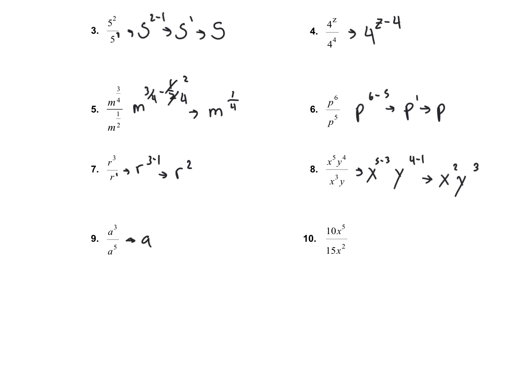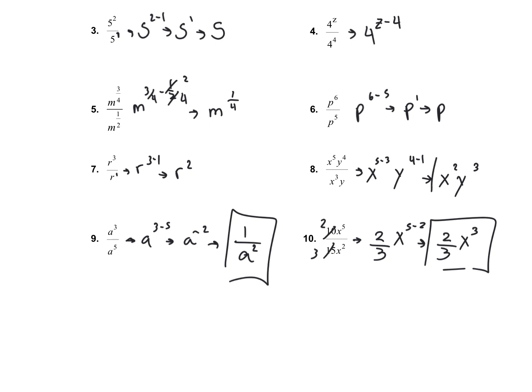For number 9 it is a, 3 minus 5. So that's going to be a to the negative second power, which, because it's negative, doesn't mean it's the wrong answer. It just means it's not in the right place. So it's going to become 1 over a squared. And then lastly, we have the 10 and the 15. We can simplify by 5, so it's going to become 2 over 3. And then x is going to be 5 minus 2, which is x to the third power. So this is your final answer: 2 over 3 x to the third.